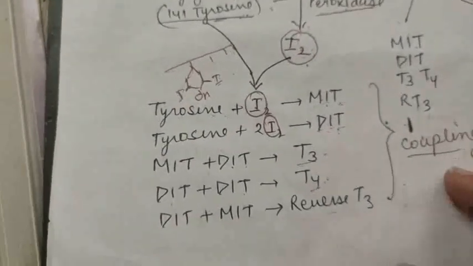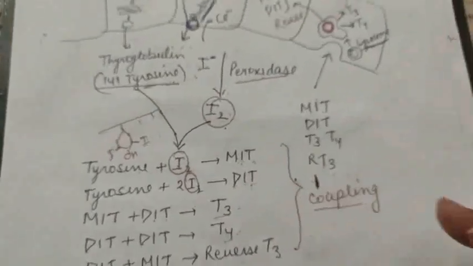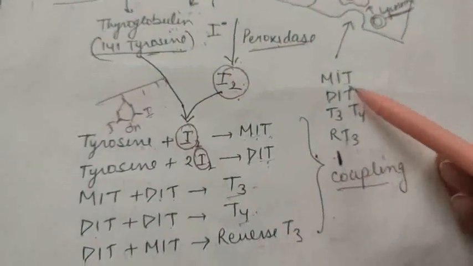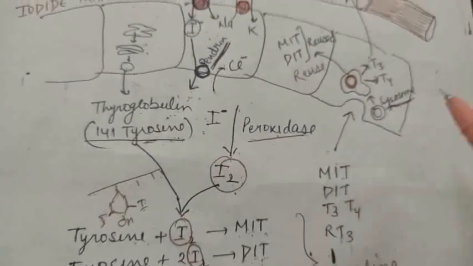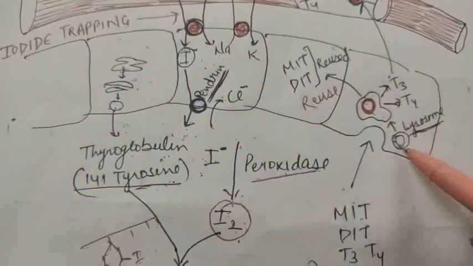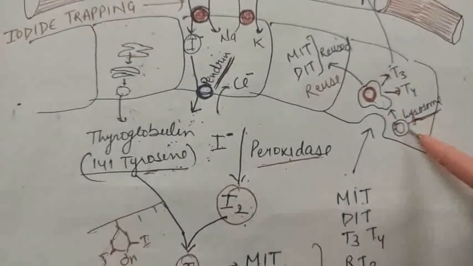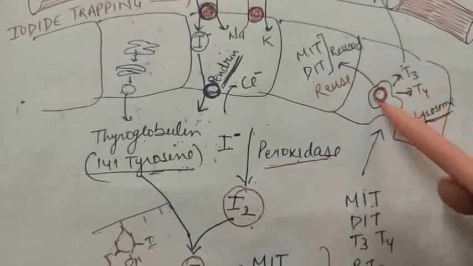So till now I think you understood how the hormone synthesis occurs, but these are in the colloid. Now these molecules enter in the form of a vesicle, they enter into the cell again, and combining with a lysosome, they make the endosome.